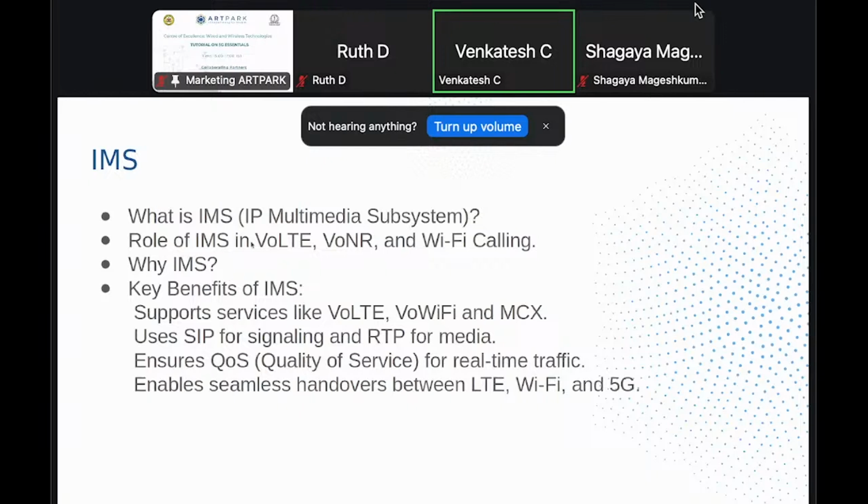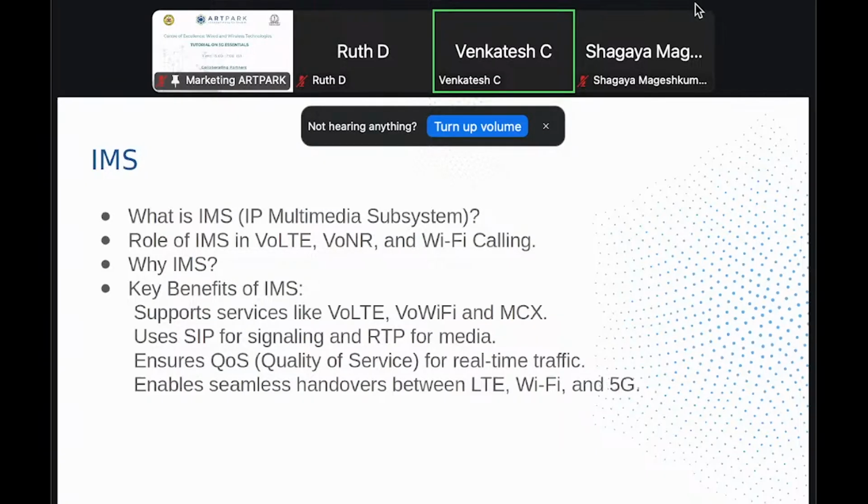Now the role of IMS in VoLTE, VoNR and Wi-Fi calling. IMS plays an important role in supporting modern voice services such as VoLTE. VoLTE stands for Voice over LTE. IMS enables high definition voice calls over 4G by routing voice traffic through IP instead of traditional circuits. In 5G, it is called VoNR, which stands for Voice over New Radio.